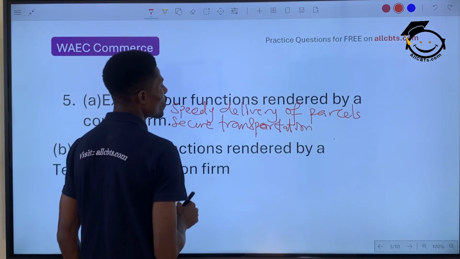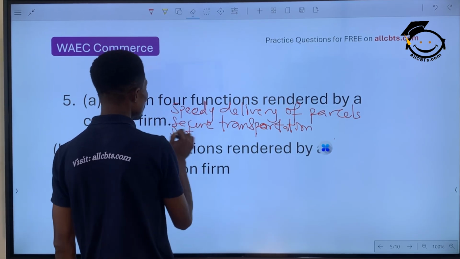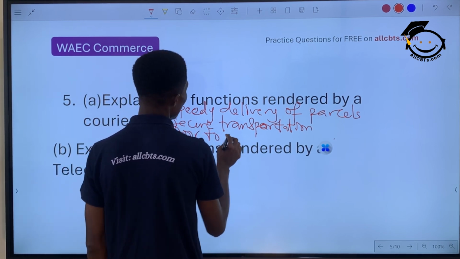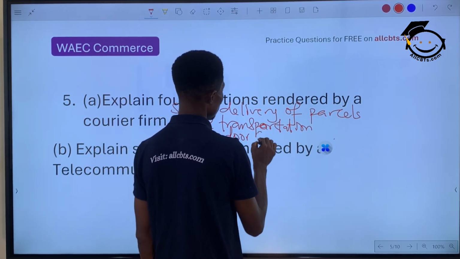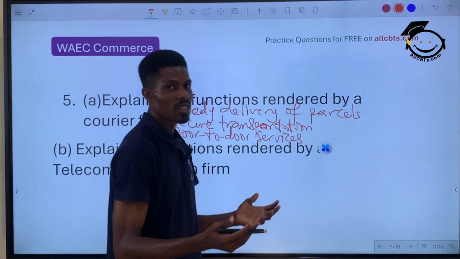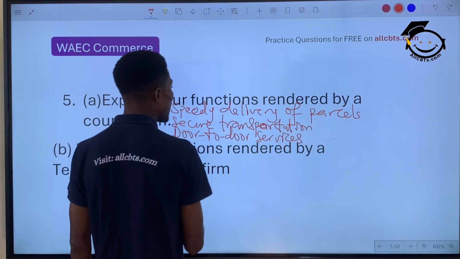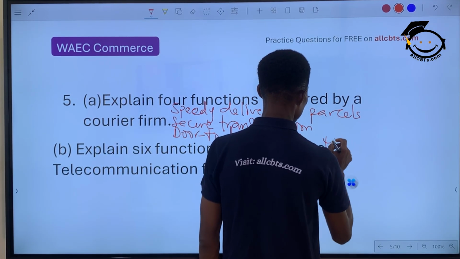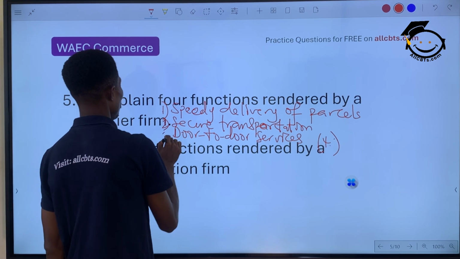The third function is door-to-door services. Of course, you know what this means. They collect the goods and they deliver the item to where it is needed. That's what this means.